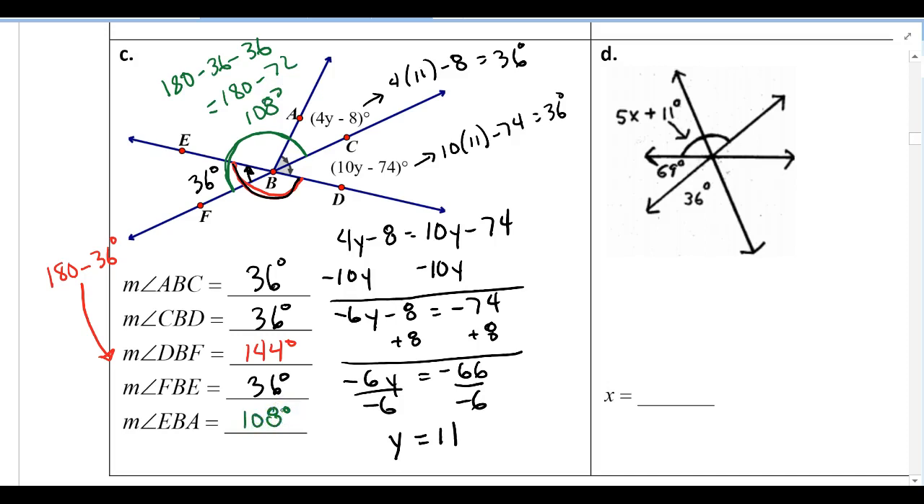So as you go through a problem like this, just pick it apart a little bit at a time. Find things that you know. Look for linear pairs, look for vertical angles, look for complements, and then work it through a little bit at a time. And I think you'll find them a lot more manageable than they may look when you first start the problem.